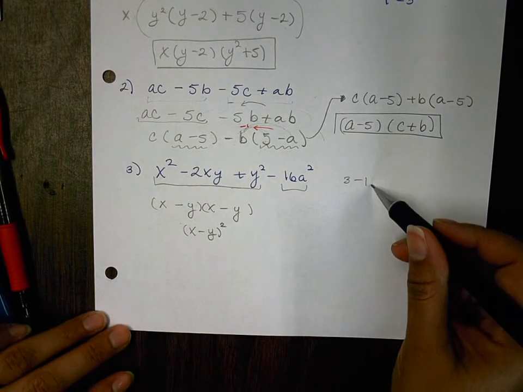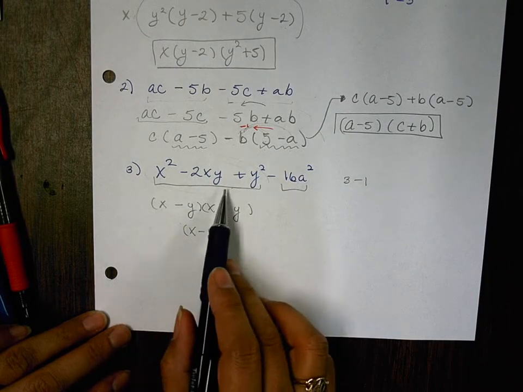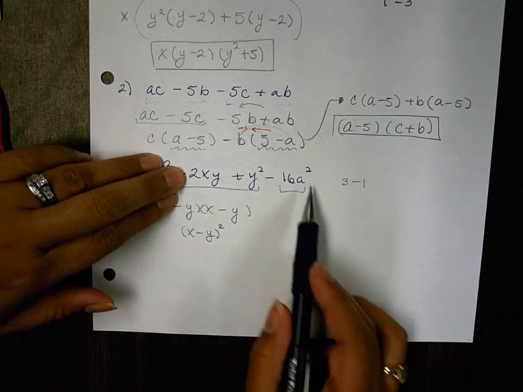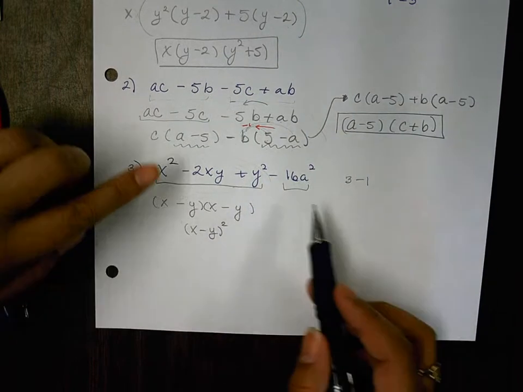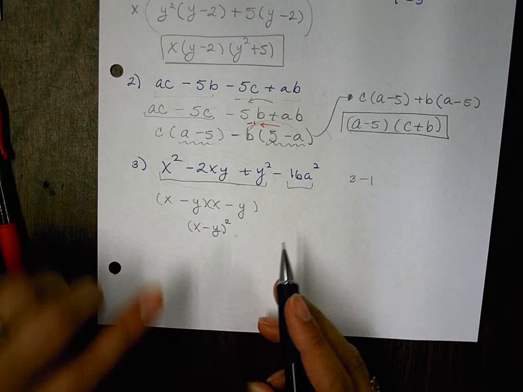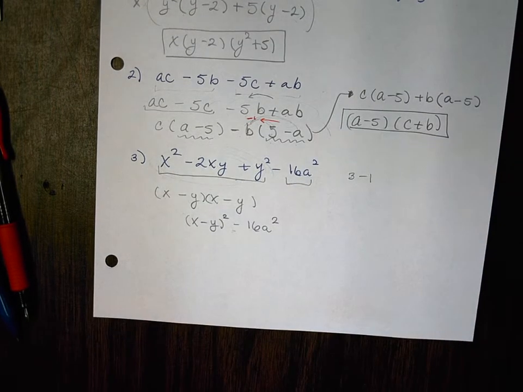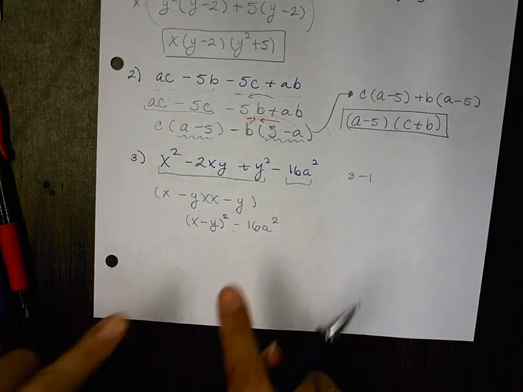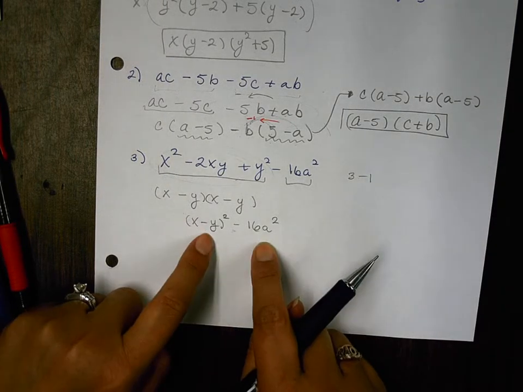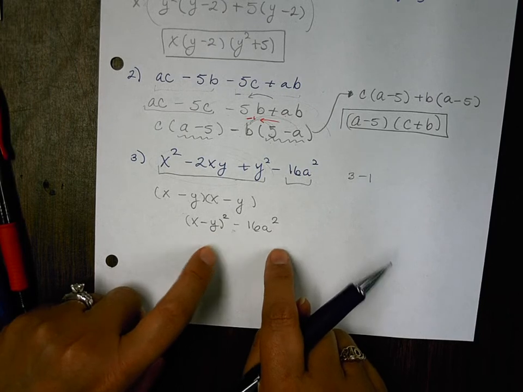So if it's a 3, 1 or 1, 3, your trinomial that you're going to factor, either the first 3 terms or the last 3 terms, should come out to be a perfect square trinomial, meaning you can write it as quantity squared. And now you can see I have a difference of 2 squares. 2 terms. This is my first term, this is my second term. There's a minus sign, and they are both perfect squares.